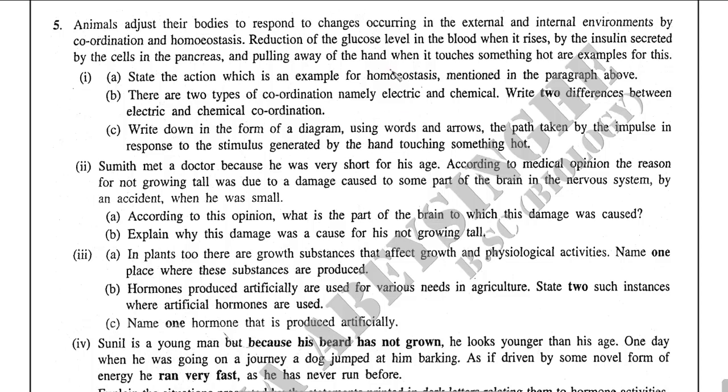Homeostasis means controlling things at a constant level in the body. Here this is the glucose level. It is arranged at a constant level, right? Reduction of the glucose level in the blood is the one example for homeostasis we have given. We will write the answer. Answer: reduction of glucose level in blood.